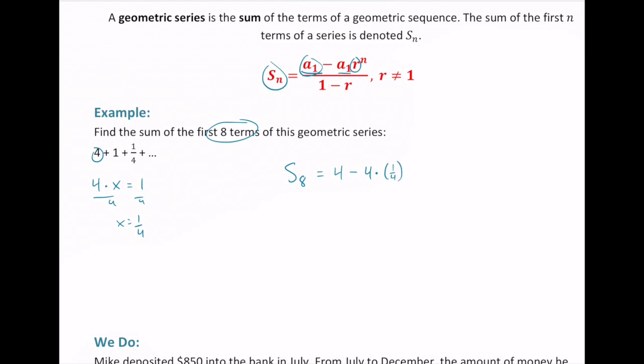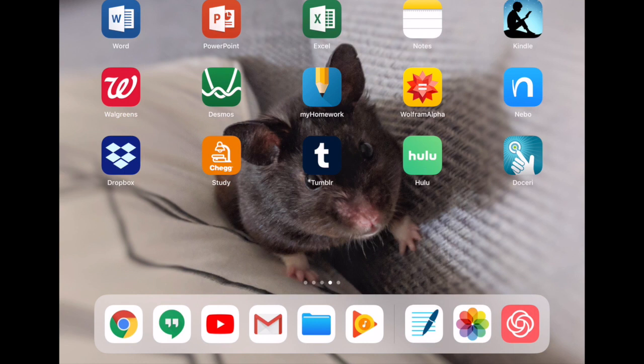And then that is raised to the n power. We know n is 8. We divide by 1 minus that common ratio. And we just throw all of this into our calculator. If you want, you can turn that fraction of 1/4 into a decimal, 0.25. It might make it a bit easier. Here's how I would do it. So let's go over to Desmos.